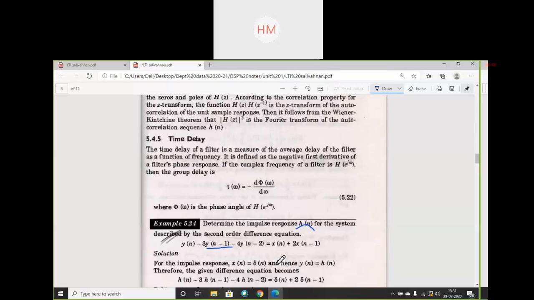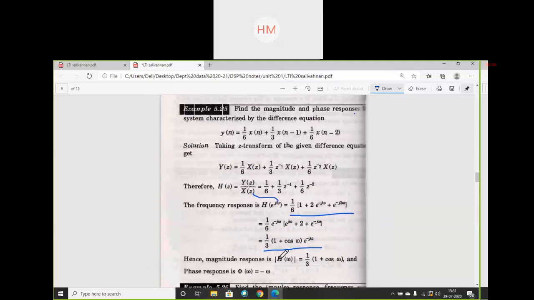And what is my magnitude? It is the square root of real square plus imaginary square. This is the equation for magnitude and this is the equation for phase: tan inverse of H imaginary upon H real. From here we can find out. So here I got magnitude as 1 by 3 (1 plus cos omega), and the phase angle will be only minus omega. In the next example it will be more clear. Is it clear?